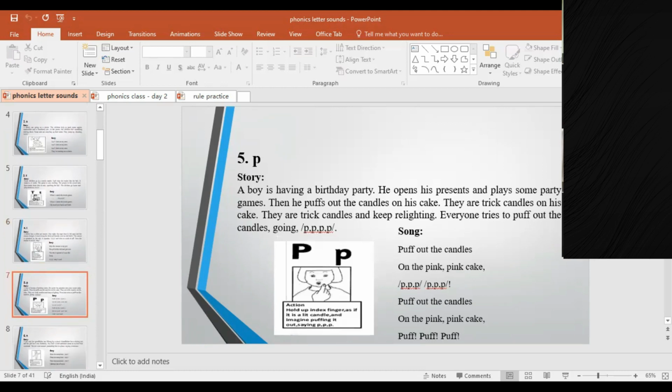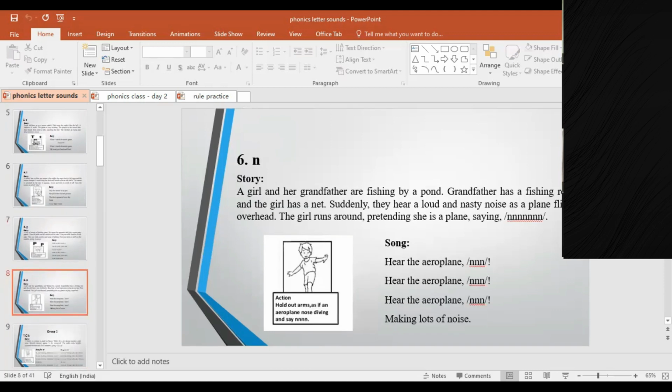Next one is letter P. Again, P has two sounds. One is voiced, another one is unvoiced. The perfect sound of P is the unvoiced sound, which is the sound of P. The voiced sound is P. Next one is letter N. Letter N makes mm. Sound of N is mm.